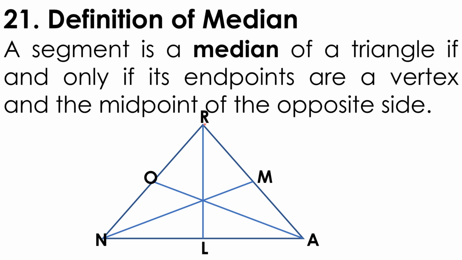Line segment AO is the median to segment NR, and line segment RL is the median to line segment NA, and of course, line segment NM is the median to line segment AR. Notice that segment OR and segment ON are congruent, as well as segment RM and segment MA, and also segment NL and segment LA are congruent.